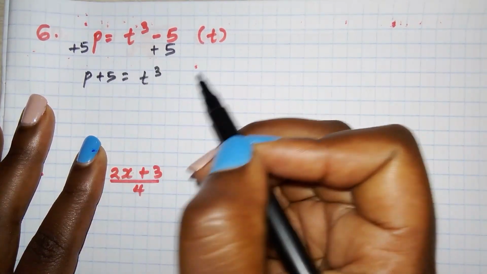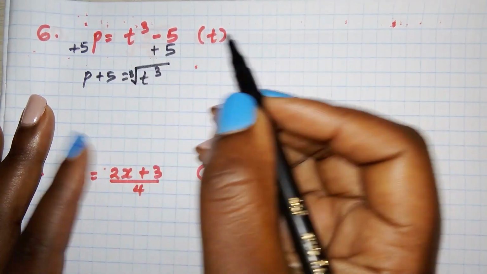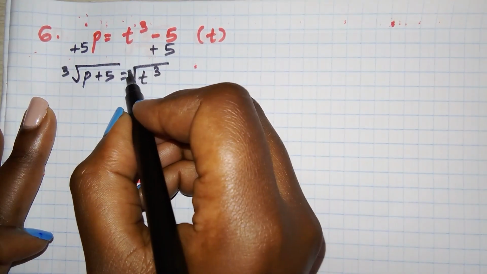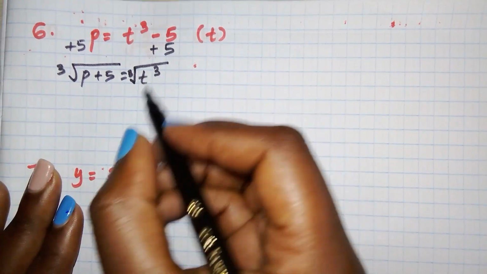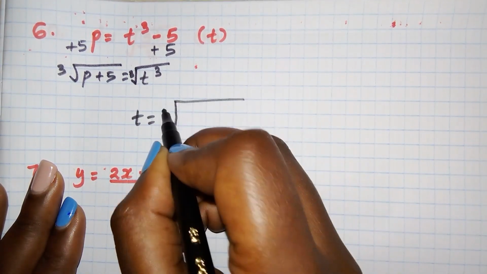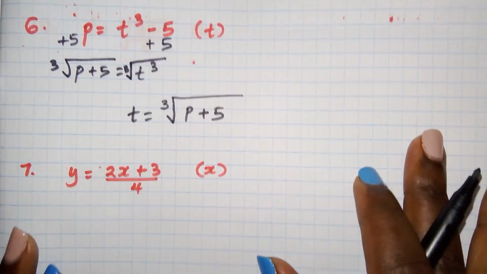What's the opposite of cube? The opposite of cube is cube root. And you put a small 3 there. So cube root with a small 3. So this cube root sign will cancel with the cube. And here we'll be left with t. So t equals to cube root sign of p plus 5.